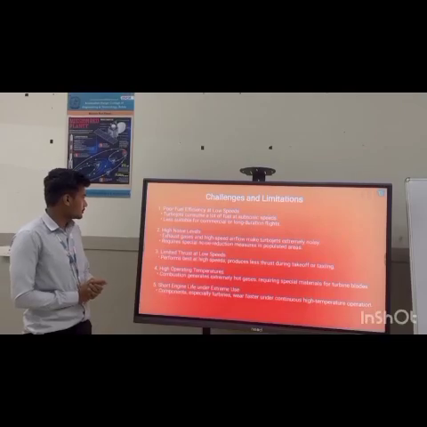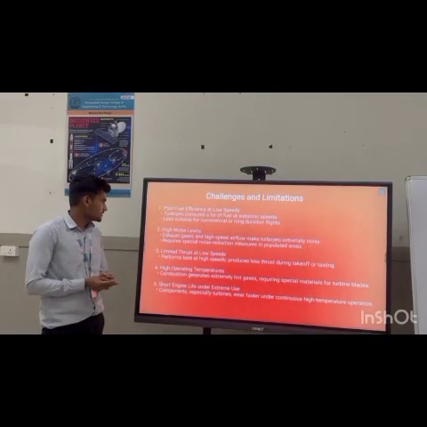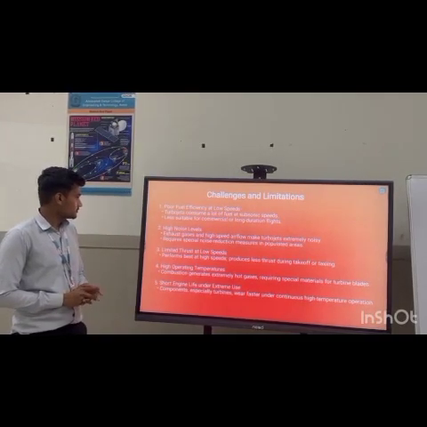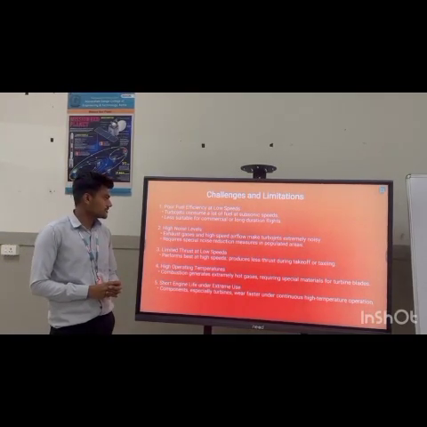The second is high noise levels. The exhaust gases and high speed airflow make the turbojet extremely noisy, and it requires special noise reduction measures.